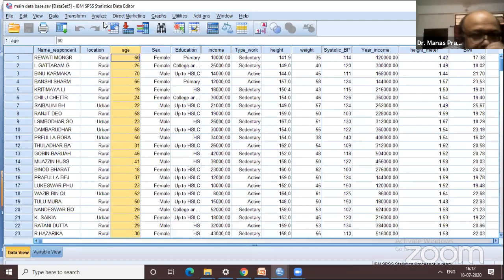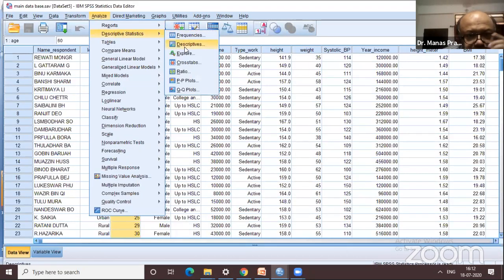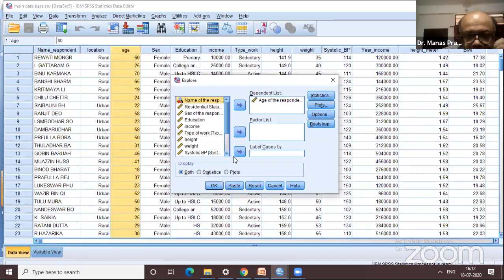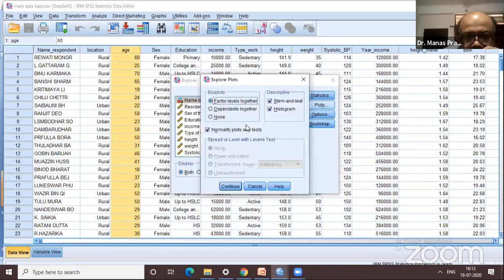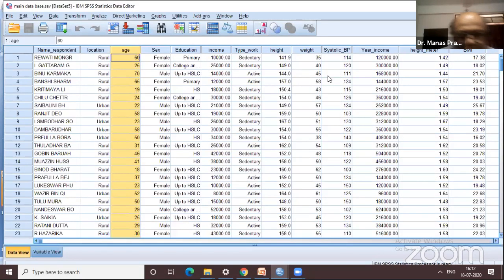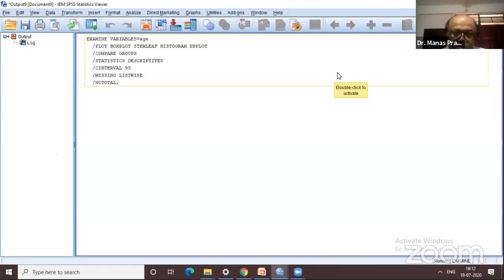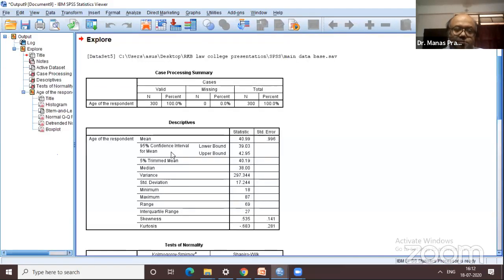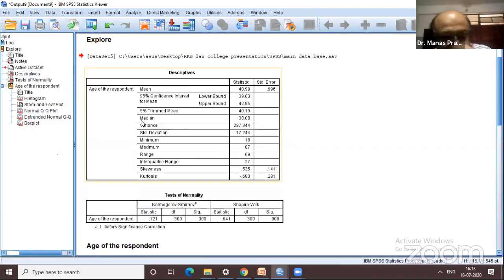So go to analyze, descriptive statistics, explore, then age. We have selected plots, normality plot with test, continue. Okay. So these are the descriptive statistics. This table is the descriptive statistics, and this is the table for statistical tests. You see, this is the Kolmogorov-Smirnov test.